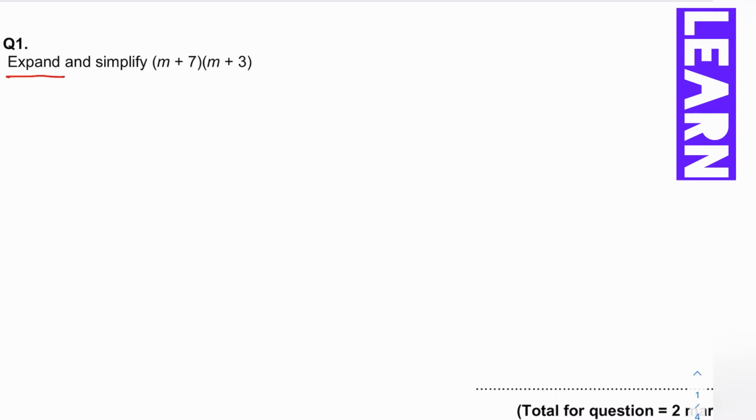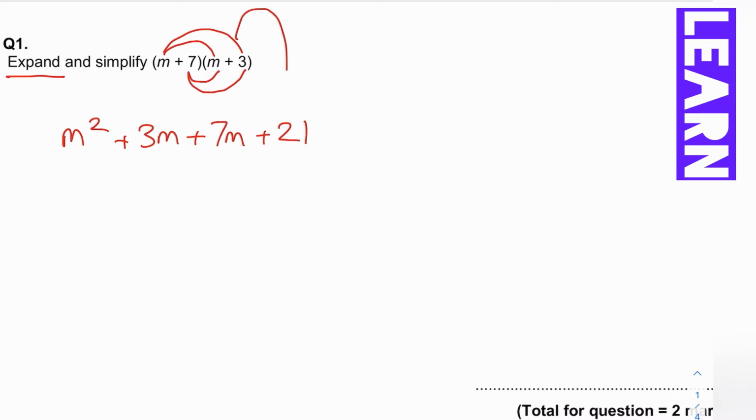So the way I do this is by drawing the lines in. So we've got m multiplied by m, which is m squared, m multiplied by positive 3, which is equal to 3m, positive 7 multiplied by m is positive 7m, and then positive 7 multiplied by positive 3 gives you positive 21. You may hear some people calling this the Parrot Method, and it just reminds you that you've got this double expansion. And you can see why it's called that if we draw that in there.